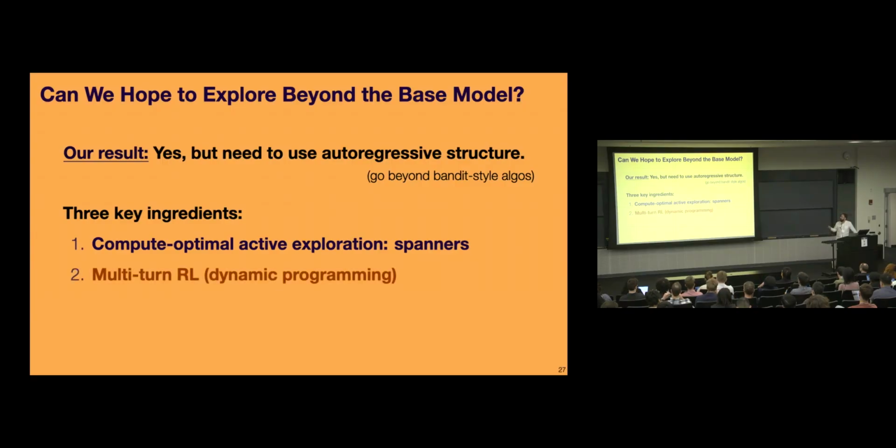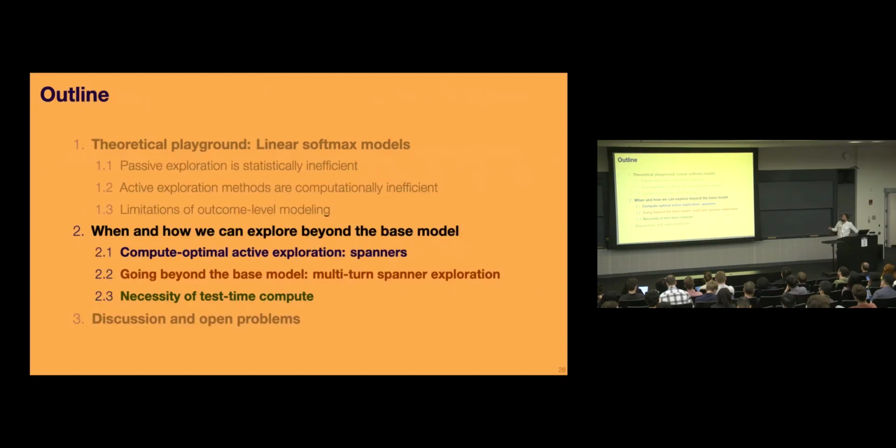The second ingredient, this is the most important one, is we're going to use real multi-turn RL, so we will use dynamic programming techniques to break down the sequence and think step by step. And it will turn out that for this to work, we will need to increase the amount of test time computation that our algorithm uses for both of these parts. But the claim here is if we put all these three ingredients together, we will be able to explore beyond the base model and find new behaviors. And so let me just walk through how we do this step by step.